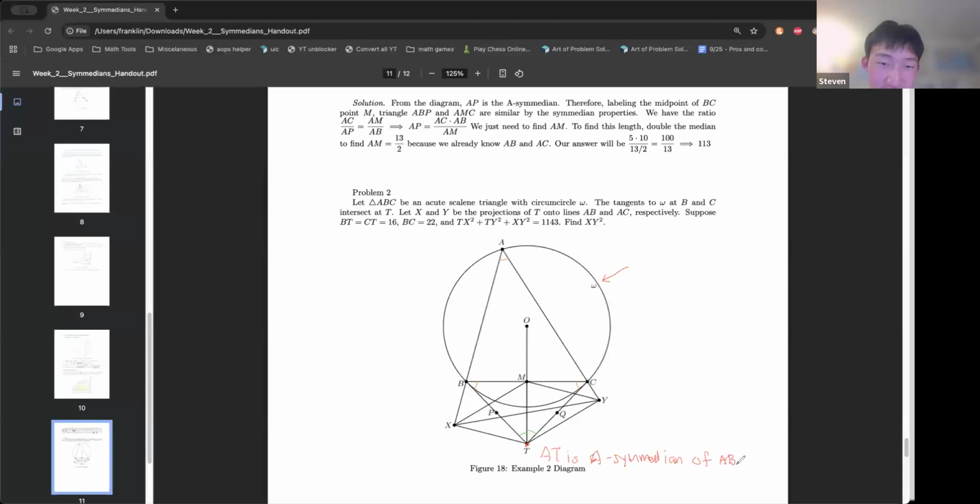And now you're given a ridiculous condition that TX squared plus TY squared plus XY squared is somehow equal to this weird number, and the question wants you to find XY squared, which is crazy. So the idea to solve this quite not very funny problem is you can let M be the midpoint of BC, as labeled in the diagram.